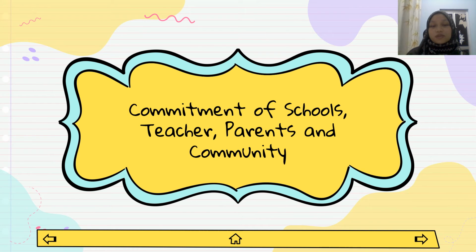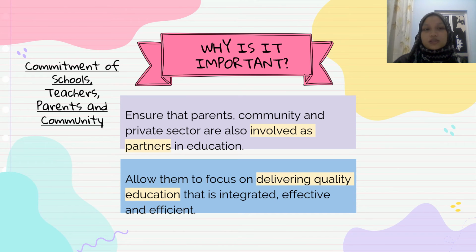So the next one is the commitment of schools, teachers, parents, and community in the students' learning process. The commitment between schools, teachers, parents, and community is important because it is to ensure that parents, community, and the private sector are also involved as partners in education. So this means that the responsibility of teaching the students and making sure that the students achieve the best in their education not only relies on the teachers but also on the parents, community, and private sector to play their part. So it is also to allow them to focus on delivering quality education that is integrated, effective, and efficient.